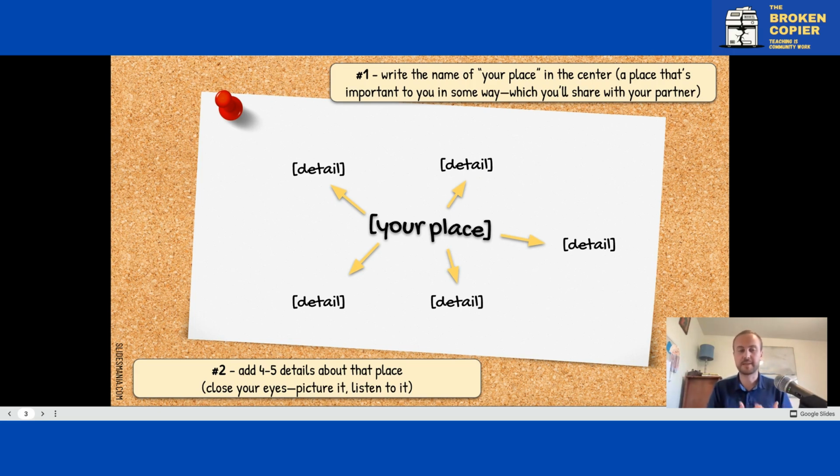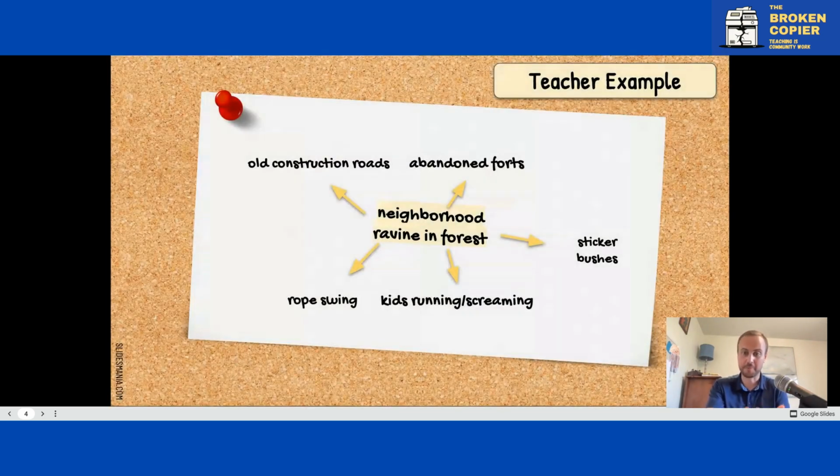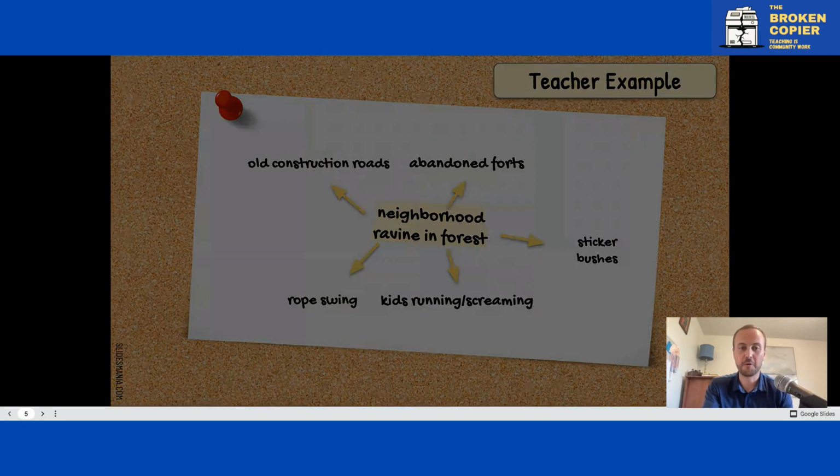What's important about that place? What makes it unique to them? What do they remember about it? I walk through my own example. Obviously, I would hope if you use this that you create your own example. I talk about this neighborhood ravine in the forest.